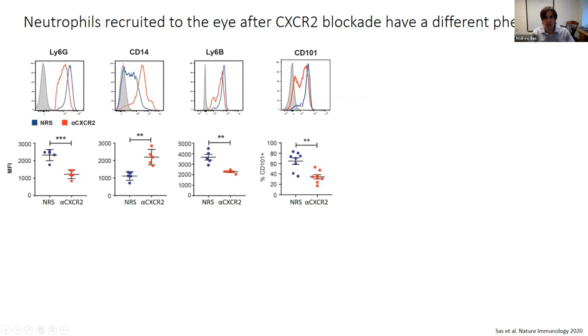CD101 is a neutrophil maturity marker. CD101 positive cells are mature neutrophils, similar to Ly6G, and CD101 negative cells are immature neutrophils.